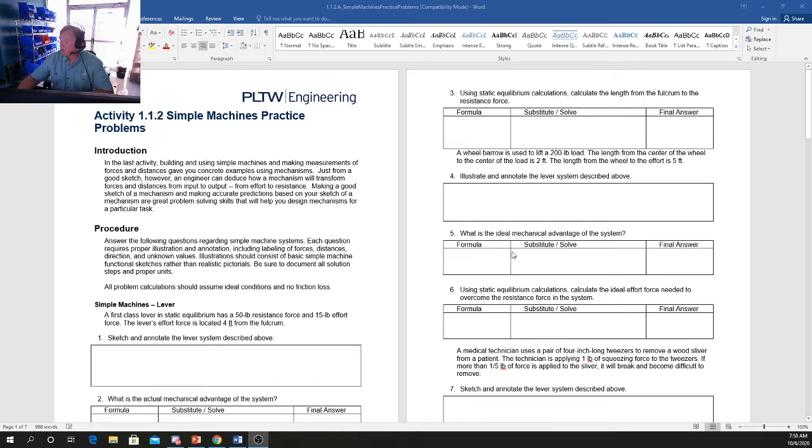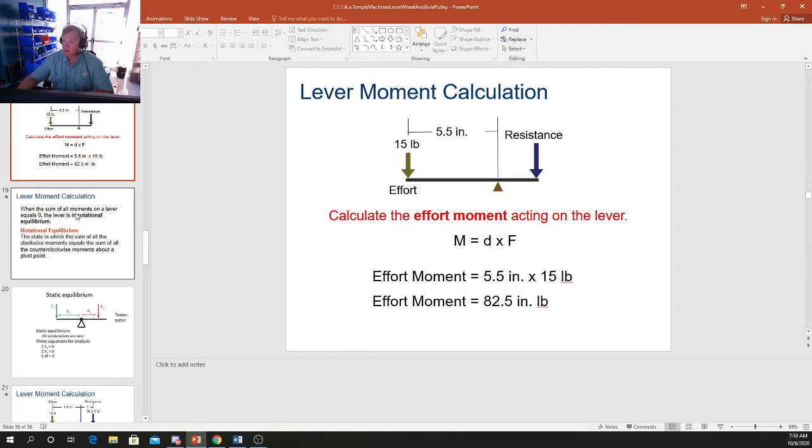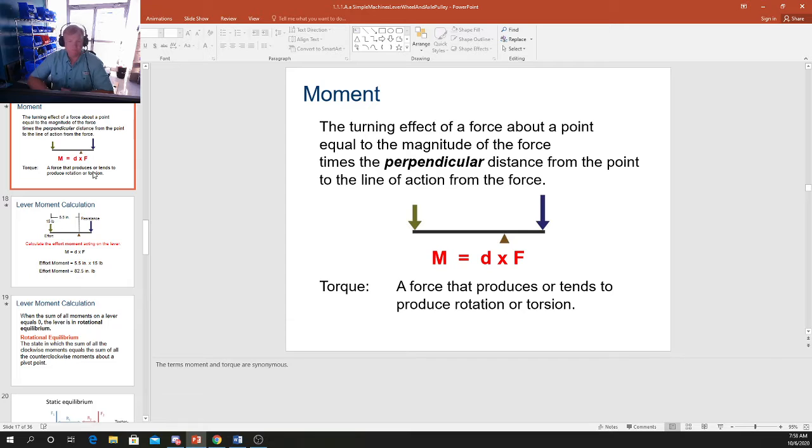where it asks for static equilibrium calculation. So I wanted to go over that real quick. If you go back to the PowerPoint, there is a moment calculation in which the moment is equal to the distance times the force. So that is the distance from the fulcrum out times the force being applied on the edge of the lever, or any one of the simple machines.